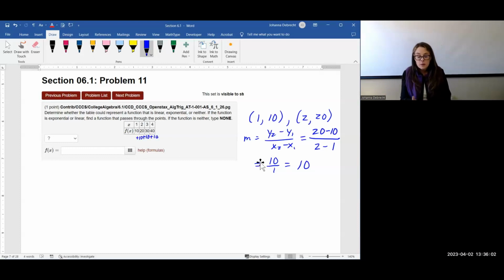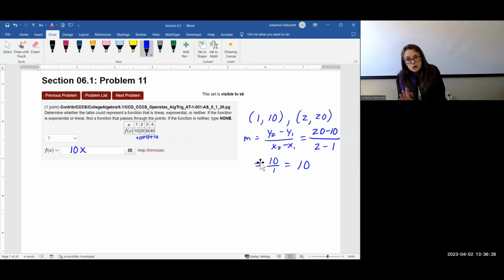Now, I don't have my y-intercept, but if I'm adding 10 each time, can I go backwards? Yes, I can. So if I had this, the next one in front of it would be the 0, and that is when I get the y-intercept. So subtracting 10 would give me 0, meaning it goes through the origin. So this must be the function 10x.